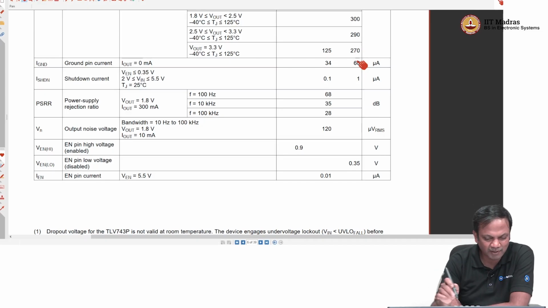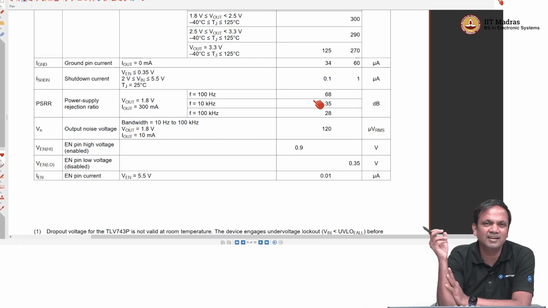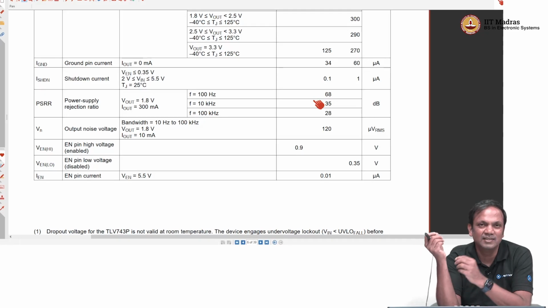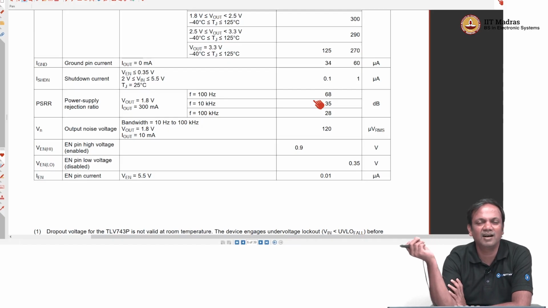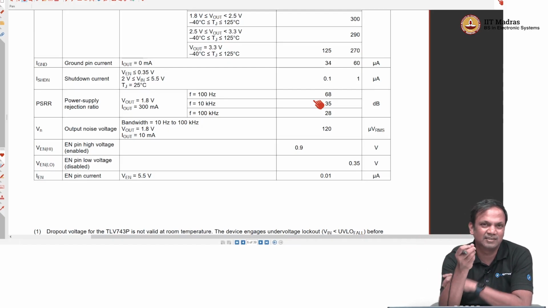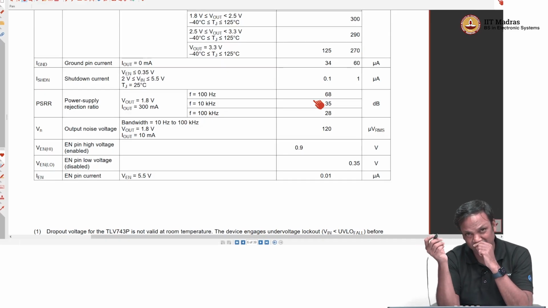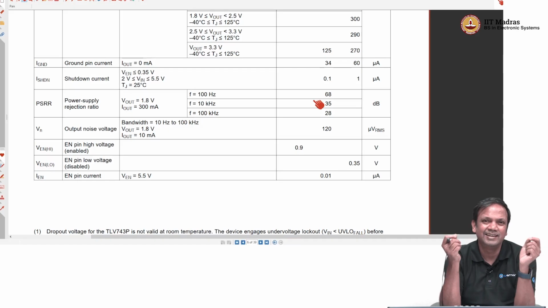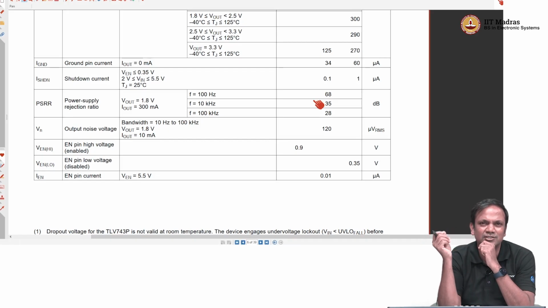Then there is the power supply rejection ratio, which, like I told you, line regulation, what line regulation is in the DC world, it is a DC parameter. PSRR is the same expression across frequency. The name itself is self-explanatory. It is power supply rejection ratio. So, it is the insertion loss you get from the power supply to the output as a function of frequency.